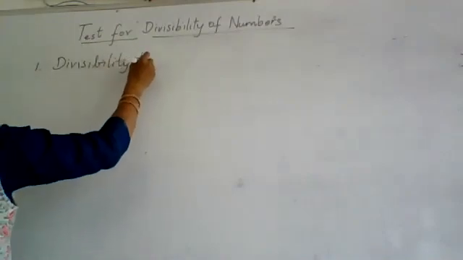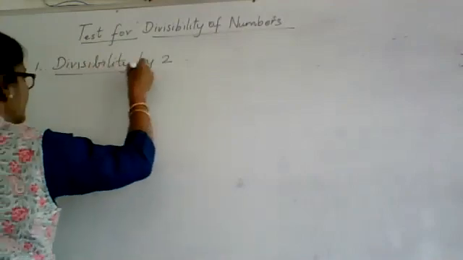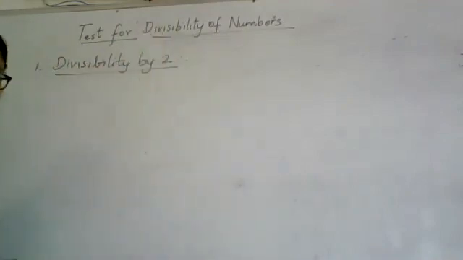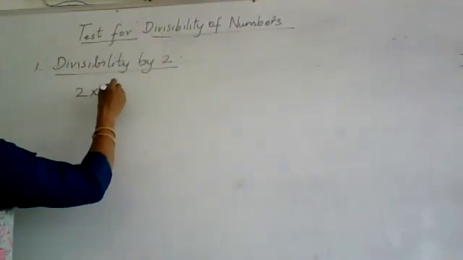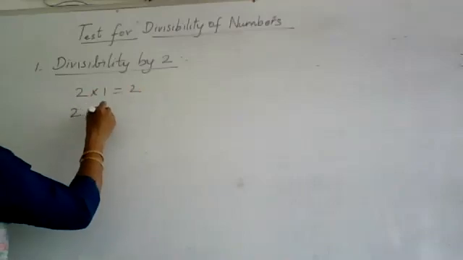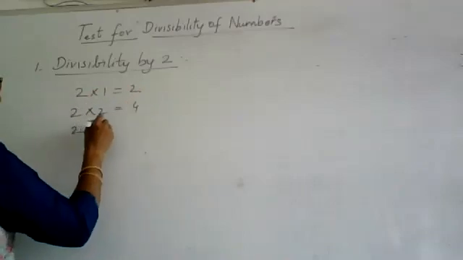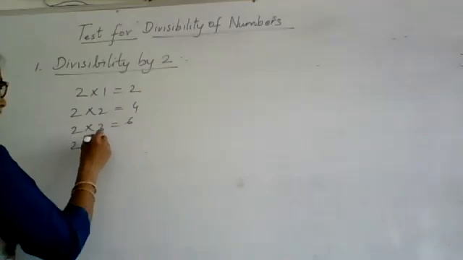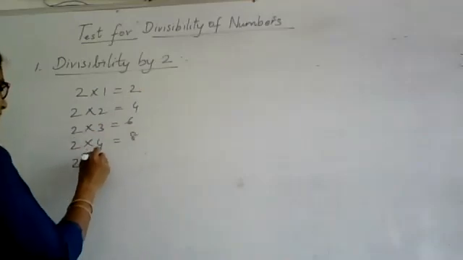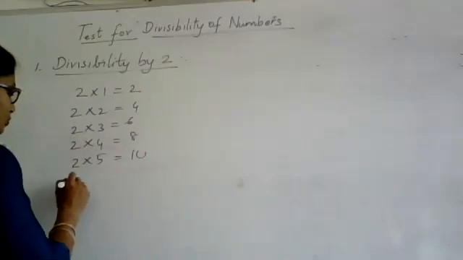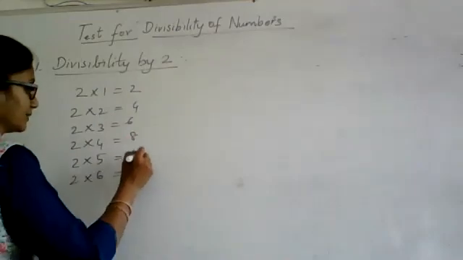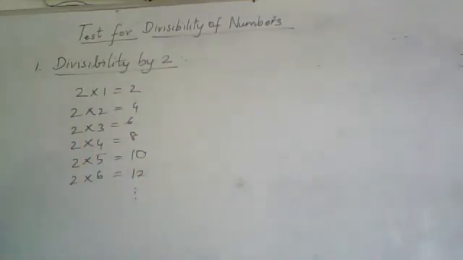Now when I start writing the multiples of 2, you know, 2 ones are 2, 2 twos are 4, 2 threes are 6, 2 fours are 8, 2 fives are 10. It goes on like this. 2 sixes are 12, etc. So this is how the multiplication table goes on.